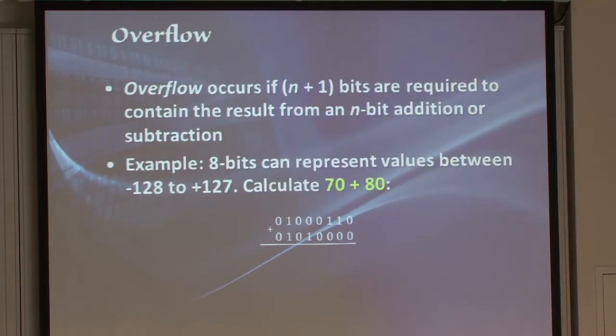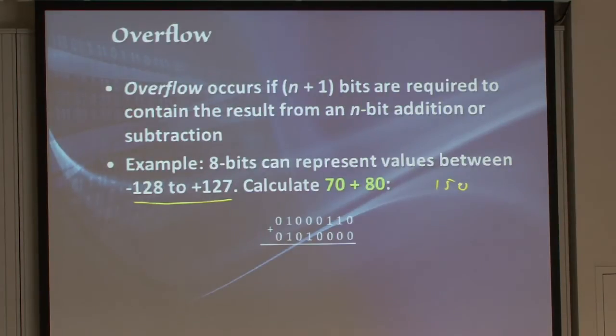For example, if we take two 8-bit numbers, and with 8-bit numbers, we can represent the range minus 128 to 127, as I've shown before. And I want to add the two numbers 70 plus 80. Now we know that in decimal, this will result in 150. 150 will be out of the range that we've got for 8 bits signed representation. Let's see what actually happens when you try to do it.